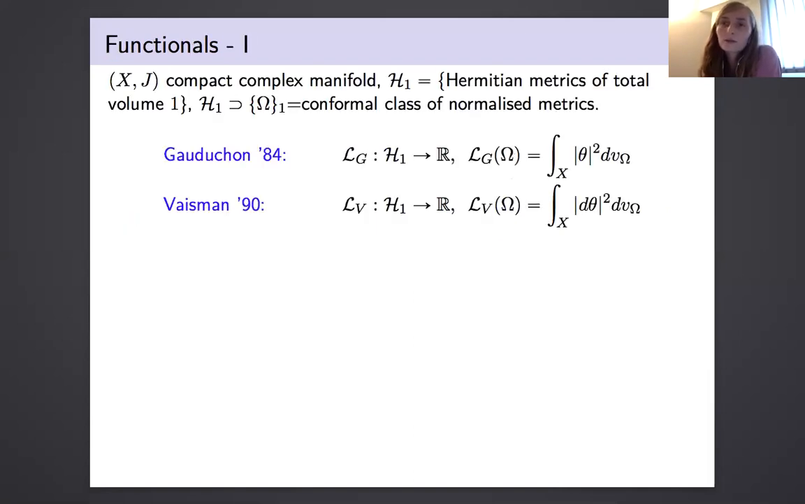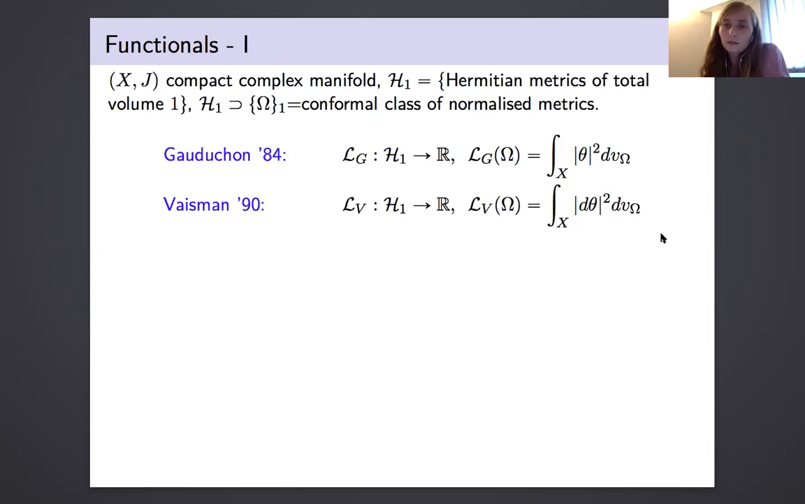Paul Gauduchon and Weissman already considered two such functionals in the following context. So they supposed that the manifold was compact and complex. H1 denotes the set of all Hermitian metrics of total volume 1. And inside of H1, you can look at a conformal class of Hermitian metrics of total volume 1 as well. So Gauduchon considered the functional given by the L2 norm of the Lee form, and Weissman looked at the functional given by the L2 norm of the d of the Lee form.